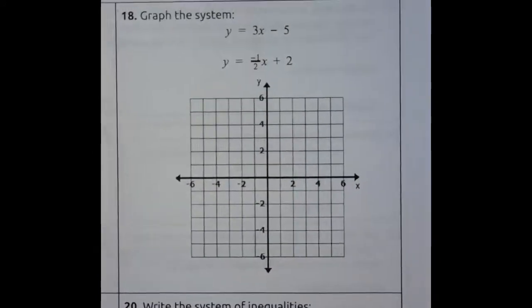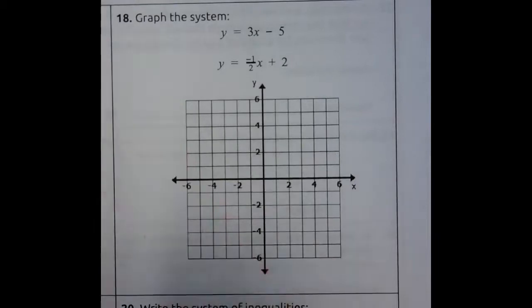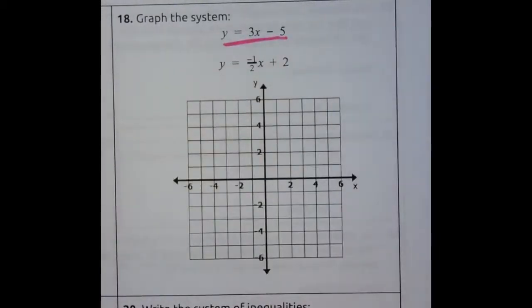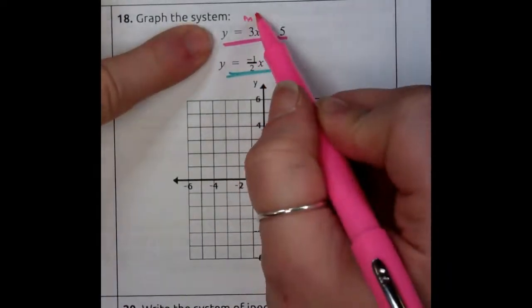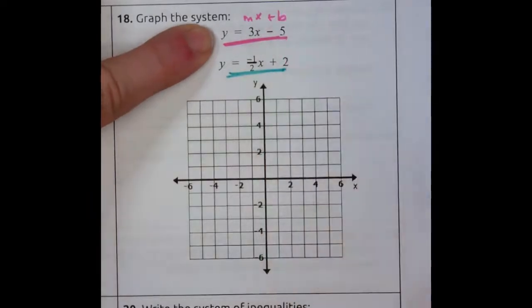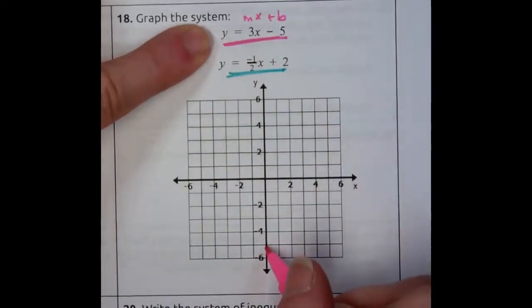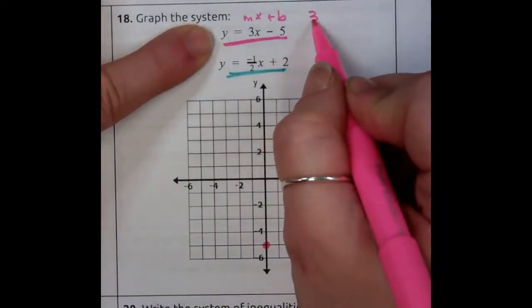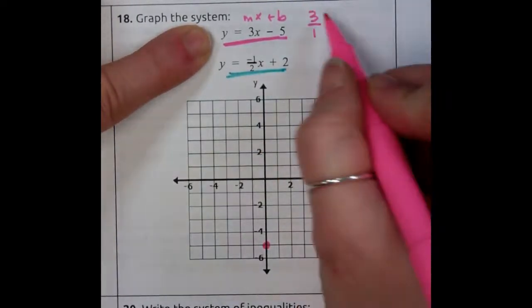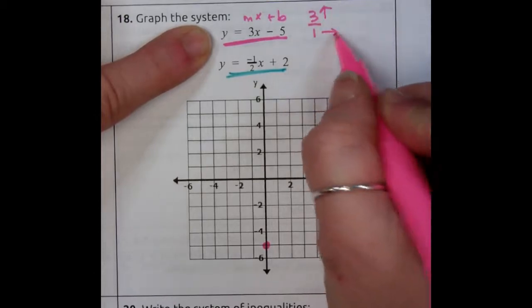18, now we're going to graph. So we're basically going to do the same thing, but backwards. So this is going to be one equation. That's going to be the other equation. So I'll start with the first one. This is mx plus b. So my b value is at -5 here. My slope is +3, so that's the same as 3 over 1. That means I'll go up 3 and over 1.